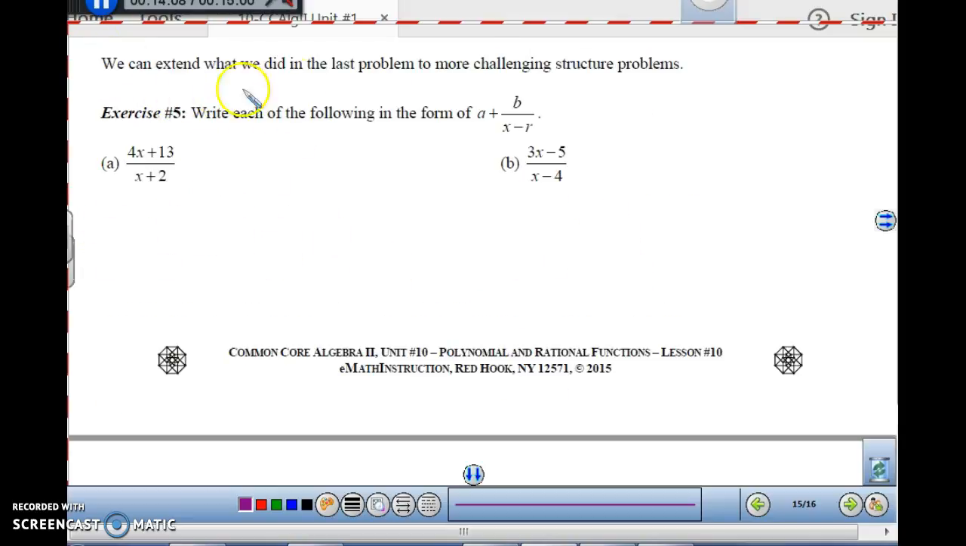All right, now we can extend what we did in the last problem to more challenging structure problems. Let's save these and we'll look at these in the next class.